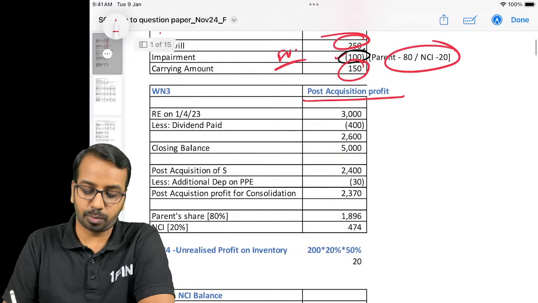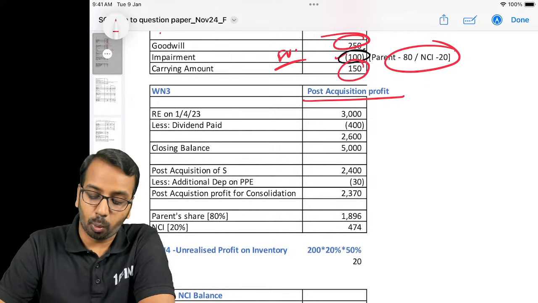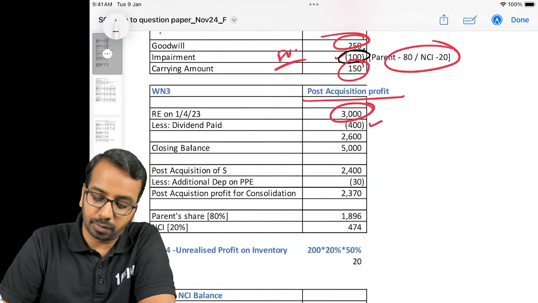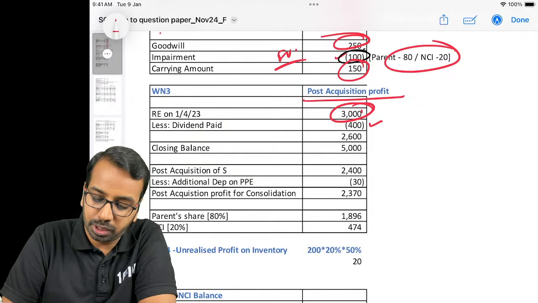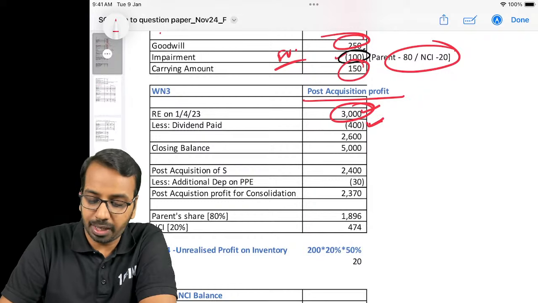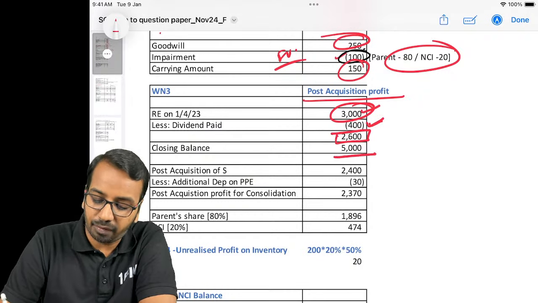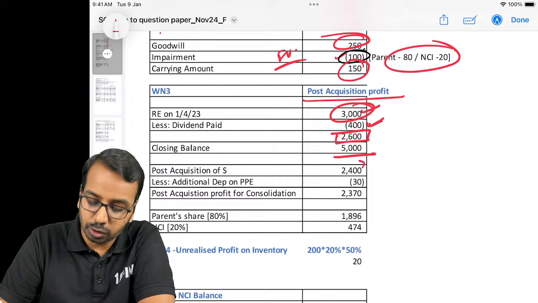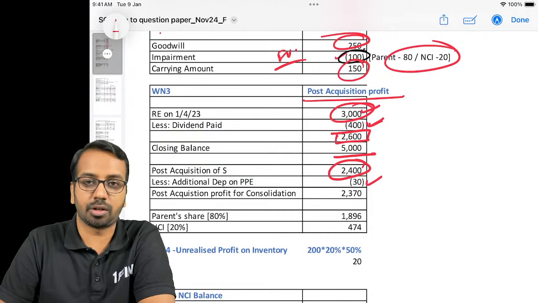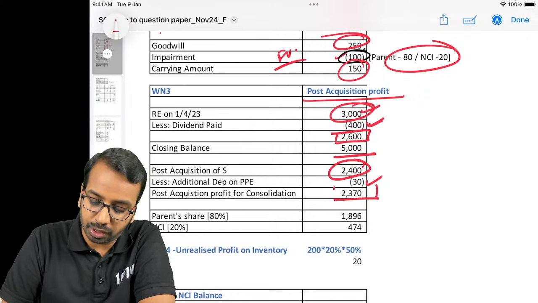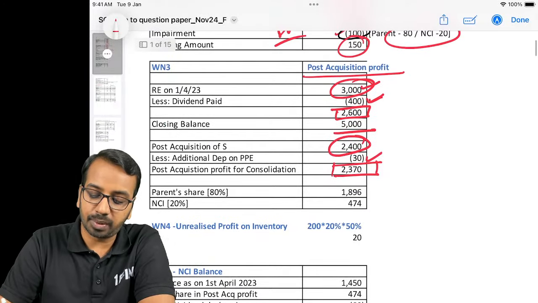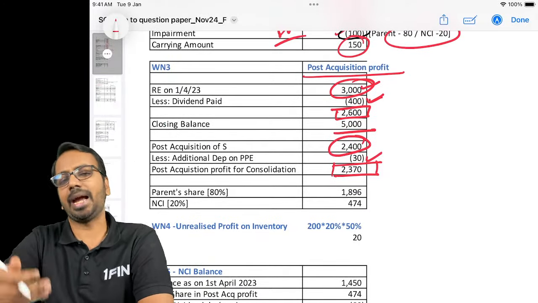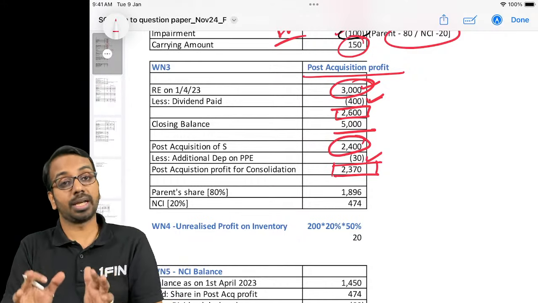Then as far as post acquisition profit is concerned, I told you there are two approaches. One is you adjust the pre-acquisition dividend from the opening balance and arrive at what is the profit during the year. So 3,000 is what is given, 400 is dividend paid, so 2,600 becomes the balance, 5,000 is the closing balance in the balance sheet, so 2,400 becomes post acquisition. From there you will adjust the additional depreciation of 30 and you will get post acquisition for consolidation 2,370. That is one approach. The other approach is to completely ignore this 400 of dividend paid and do the working. The final answer in both the cases will be the same.